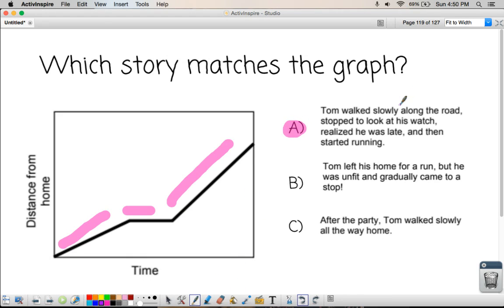So Tom is slowly walking along a road. He stopped to look at his watch, which means he's not moving. And then he realized he was late. He started moving again. His distance increased again, but at a much faster rate.